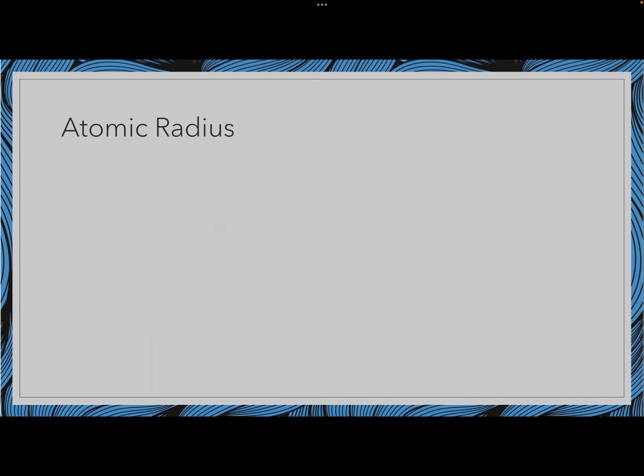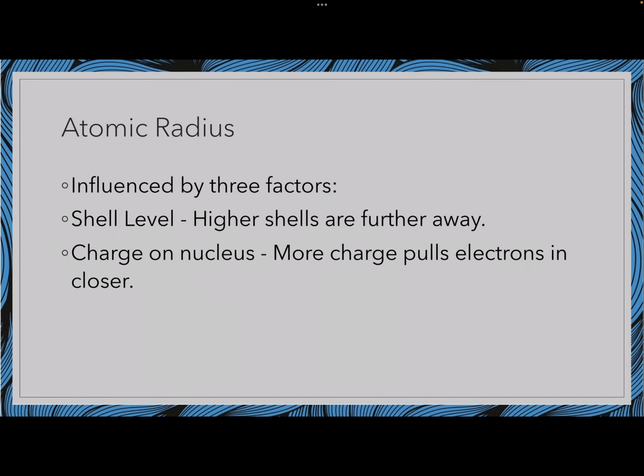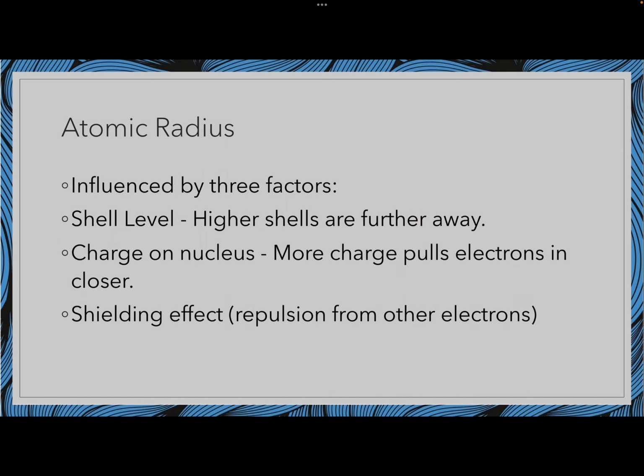Now, the actual atomic radius is influenced by 3 factors. First, the shell level, so whether it's n=1, n=2, n=3, etc. Basically, higher shells are further away from the atom. Second, the charge on the nucleus: as we get into larger and larger atoms, there's more charge in the center, pulling the electrons in. And third, something we call shielding effect, which is repulsion from other electrons. So electrons don't like to be too close. As that charge pulls them in, they do start to push on each other, so it does actually affect the size of the atom.